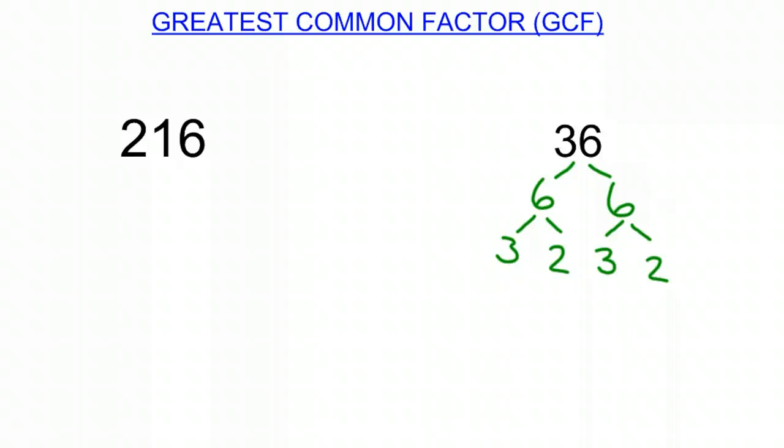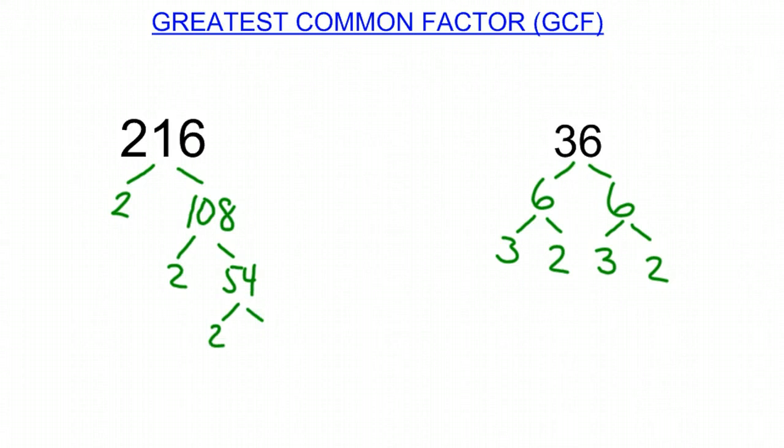Now 216, kind of a big number. If you don't know the specialty behind it, then you have to kind of look at it and say, okay, I know it's even. So if I divide by 2, I get 108. And then that's also even, so if I divide by 2, I get 54. Again, that's even. Divide by 2, I get 27. 27 is 9 and 3, and 9 is 3 and 3.